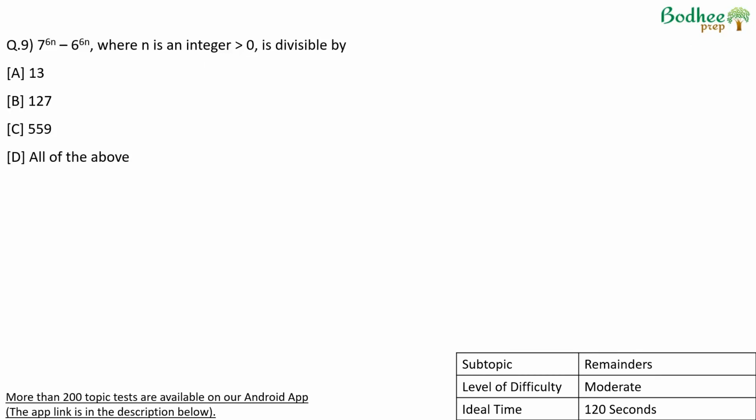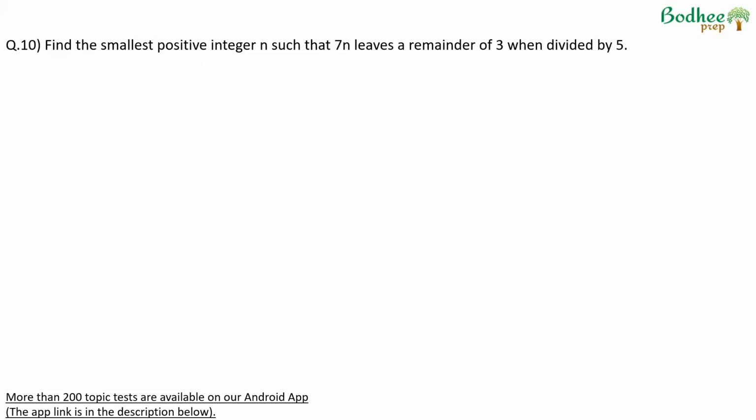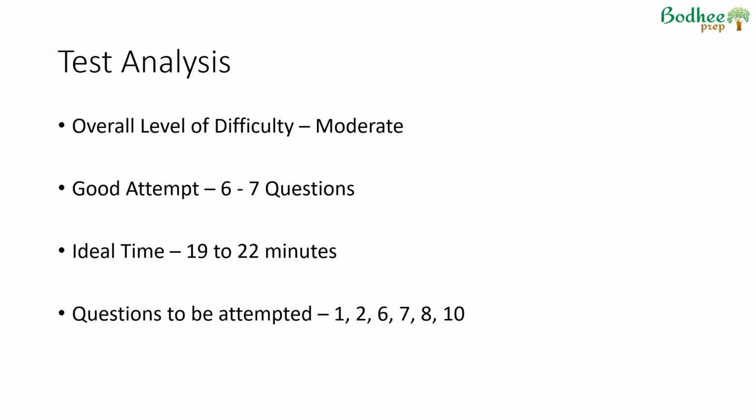Ninth, again, was a good question. If you're doing it for the first time, you may not be able to attempt it. 10th was a very straightforward question, repeated concept. And therefore, my 6 easy questions will be 1, 2, 6, 7, 8, 10. You might add 9 to this because you would have seen similar questions, and therefore the attempt becomes 6 to 7 questions.